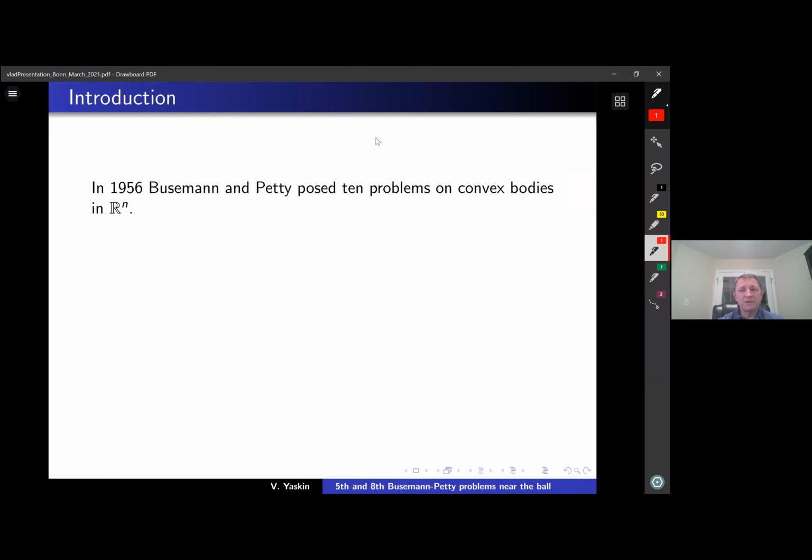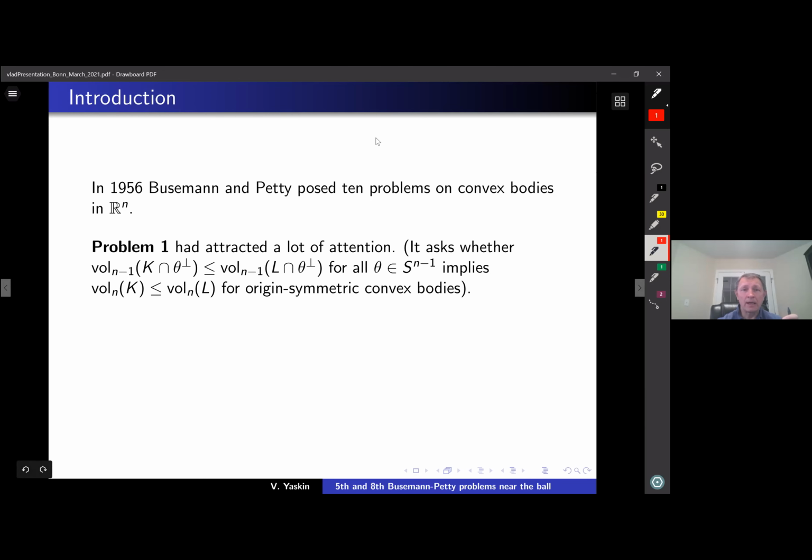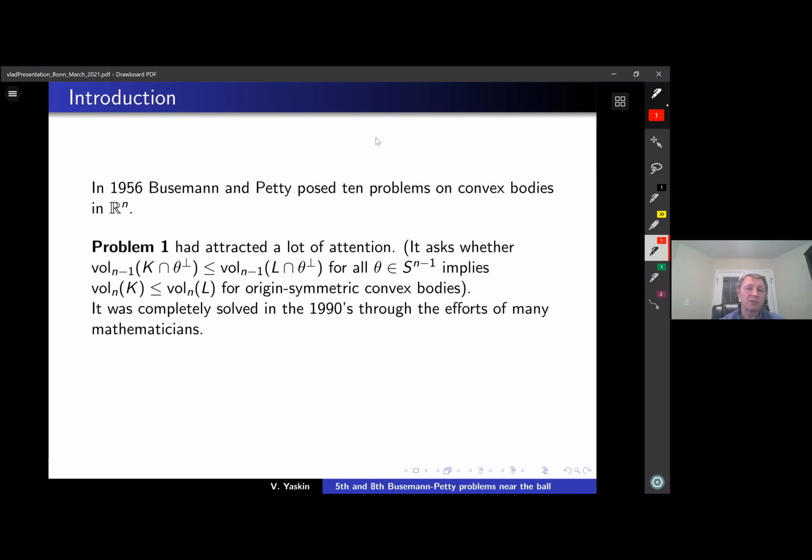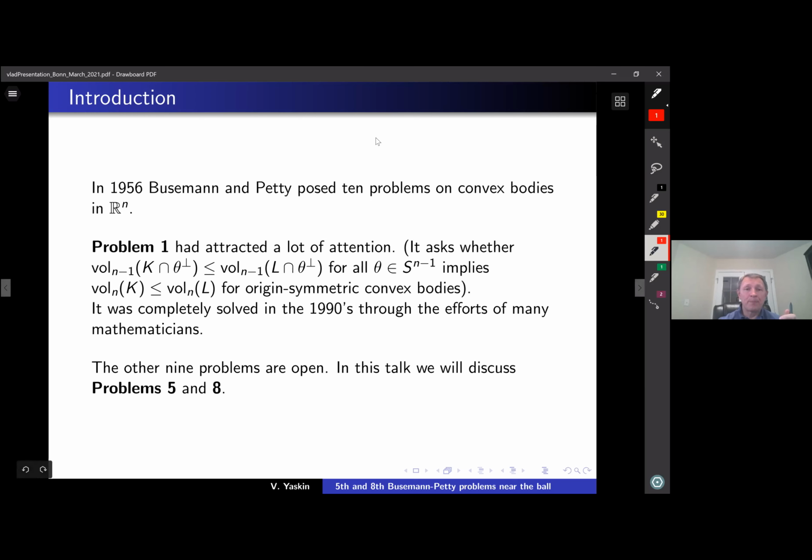In 1956, Busemann and Petty posed 10 problems about sections of convex bodies in Rn. The first problem is well known. It asks whether origin symmetric convex bodies with smaller sections necessarily have smaller volumes. As I said, the problem is well known. It was completely solved in the 90s through the efforts of many mathematicians. But the other 9 problems are still open to the best of my knowledge. So in this talk, we'll discuss problems 5 and 8 from their paper.